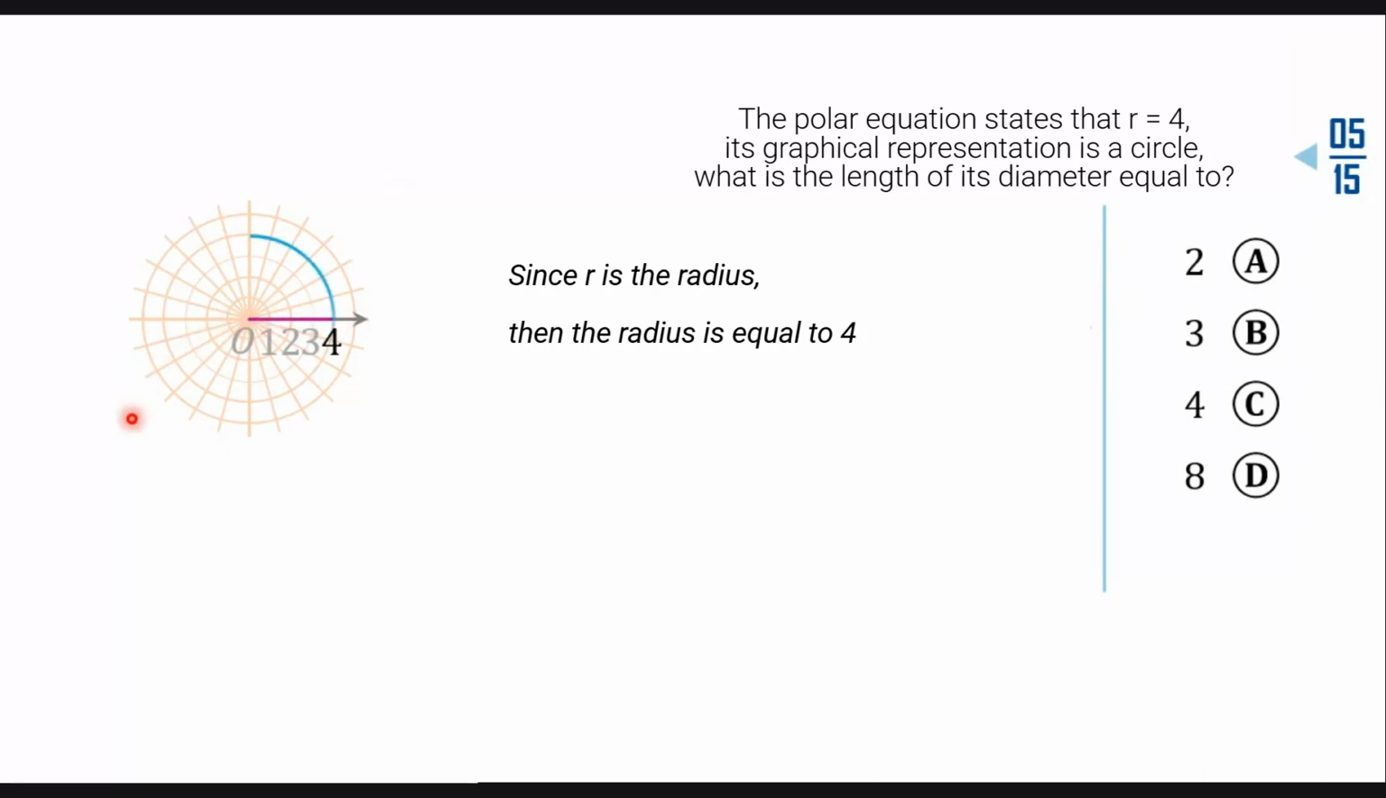What will the full diameter be? Notice this circle, correct or not? This is the graphical representation of it. Okay, what will the diameter of this circle be? It is 8, so it will be twice the radius. 2 times 4 is 8.